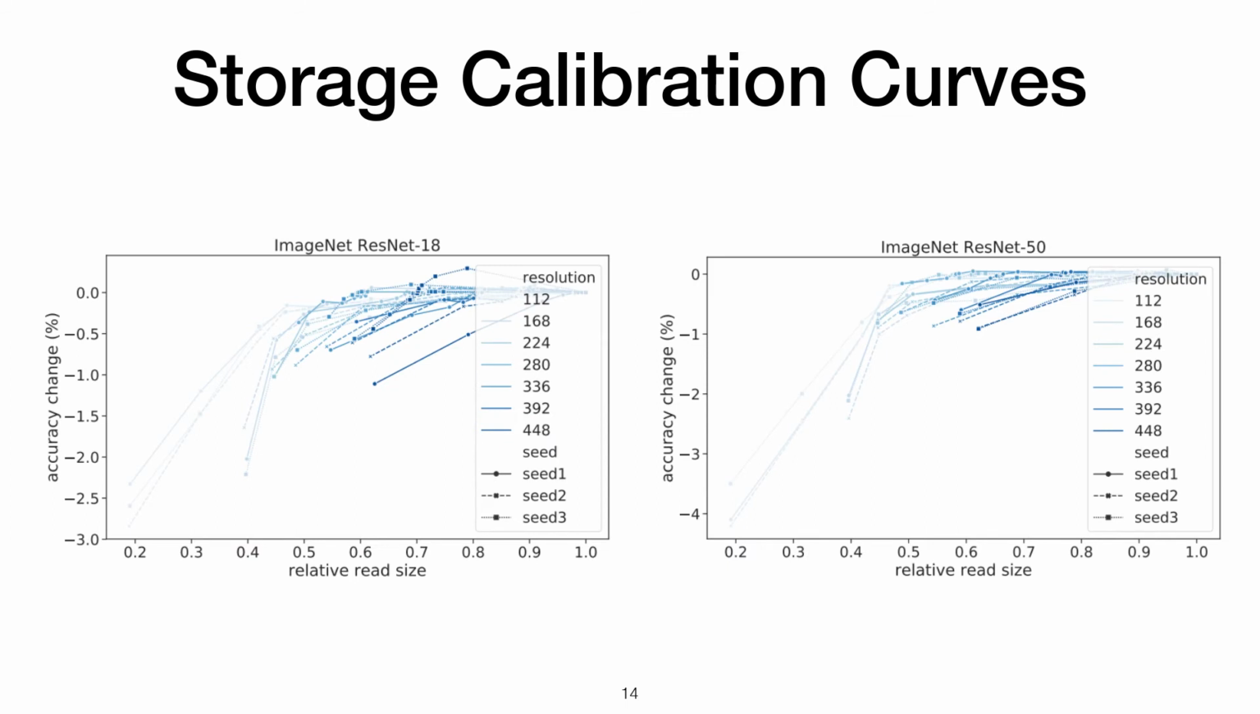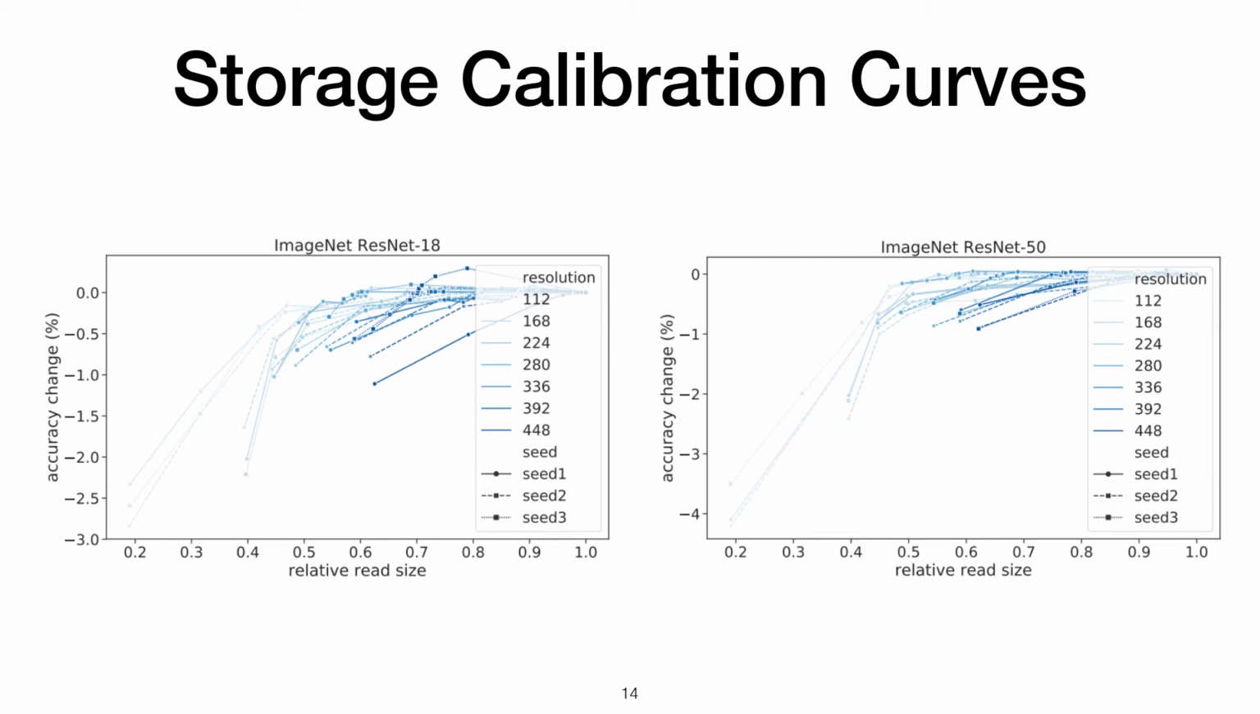This approach allows us to build calibration curves that map the accuracy loss at each resolution versus the fraction of each image read. In this case, we're showing the curves for ImageNet on ResNet 18 and 50 on the left and on the right. Absolute accuracy change is on the y-axis and the read size is on the x-axis, with each shade representing a different resolution.